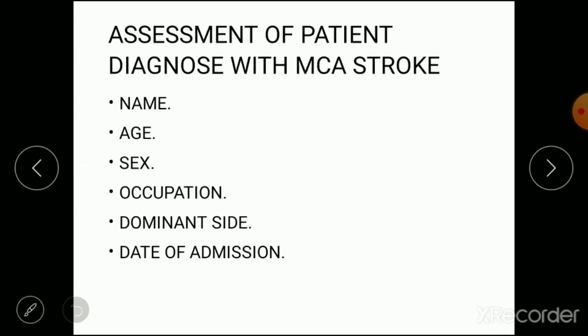Now we discuss the assessment part, the assessment of a patient diagnosed with MCA stroke. First of all we start with the demographic data, that is the name of the patient, but if it is given in the question you have to write it, otherwise not. First is the name of the patient, second is age, if it is given you have to write it, then sex, either male or female, occupation of the patient, then dominant side and date of administration.